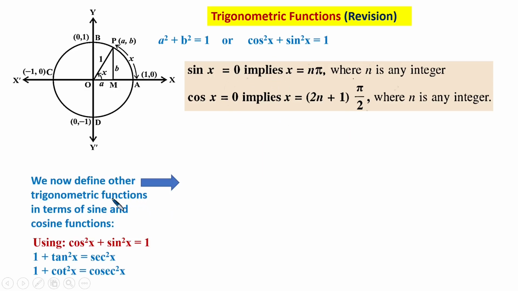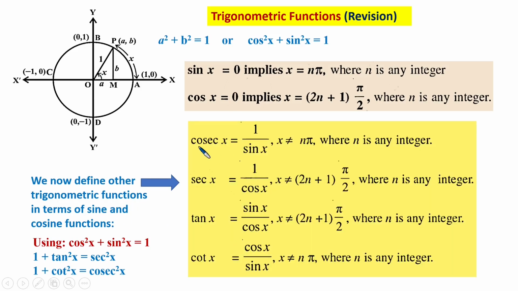So now we define other trigonometric functions in terms of sine and cosine. Cosec x is 1 by sin x, provided sin x is not 0, that is provided x is not equal to n pi. Sec x is 1 by cos x, provided x is not pi by 2 or 3 pi by 2. Similarly tan x, again cos x should not be 0, otherwise it will blow up. Similarly for cot x, sin x should not be 0. Sin x can be 0 only when x is equal to n pi, so x should not be equal to n pi. So these are the conditions.